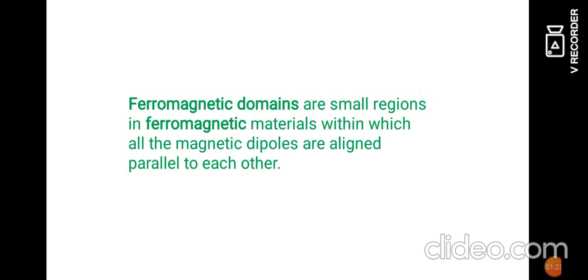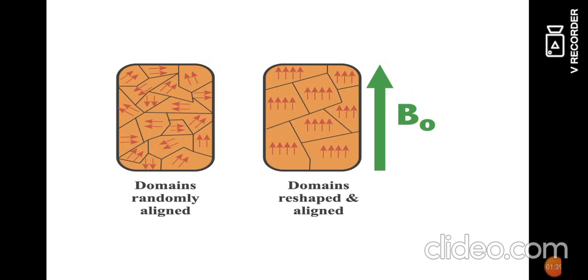So when we consider a ferromagnetic material such as iron, it consists of a large number of small regions. They are called domains. In each domain, the magnetic dipoles are present. In this picture, we can see how the ferromagnetic domains are present inside the material. Figure A represents the various ferromagnetic domains inside the ferromagnetic material.